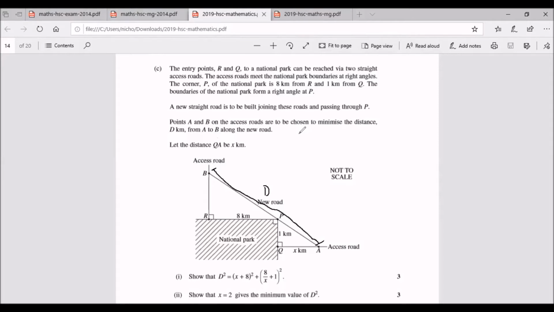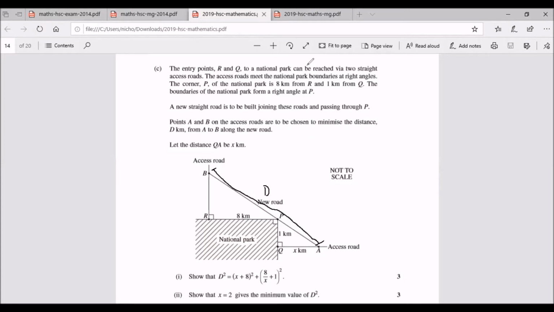Point to minimize that, show that D squared is equal to that. So I get where they get the 1 kilometer, because for the height using Pythagoras, the height of the triangle would be made of the 1 kilometer and that BR side. And the problem is I'm not sure how to get the 8 over X for that. Everything else makes sense.